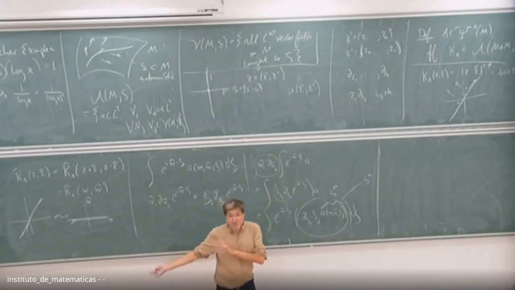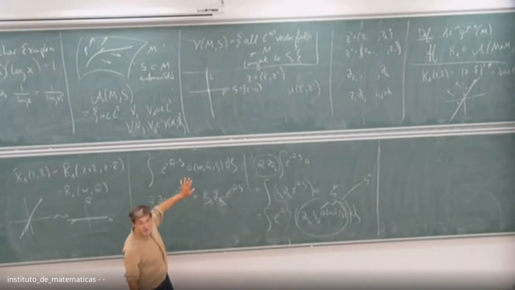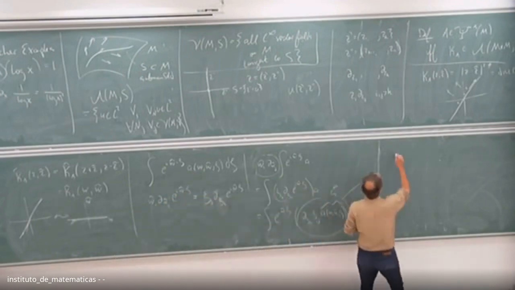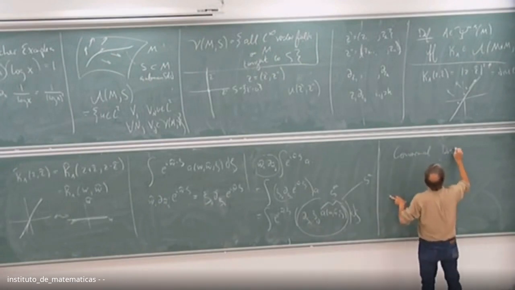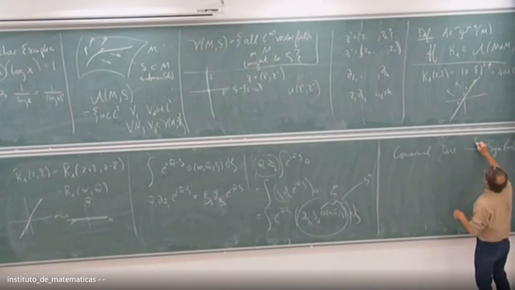All right, so I started with a symbol, got a conormal distribution. That was this calculation. I want to go the other way around. Given a conormal distribution, I want to go get a symbol. So I want to go from conormal distributions to symbols. How do I define that?